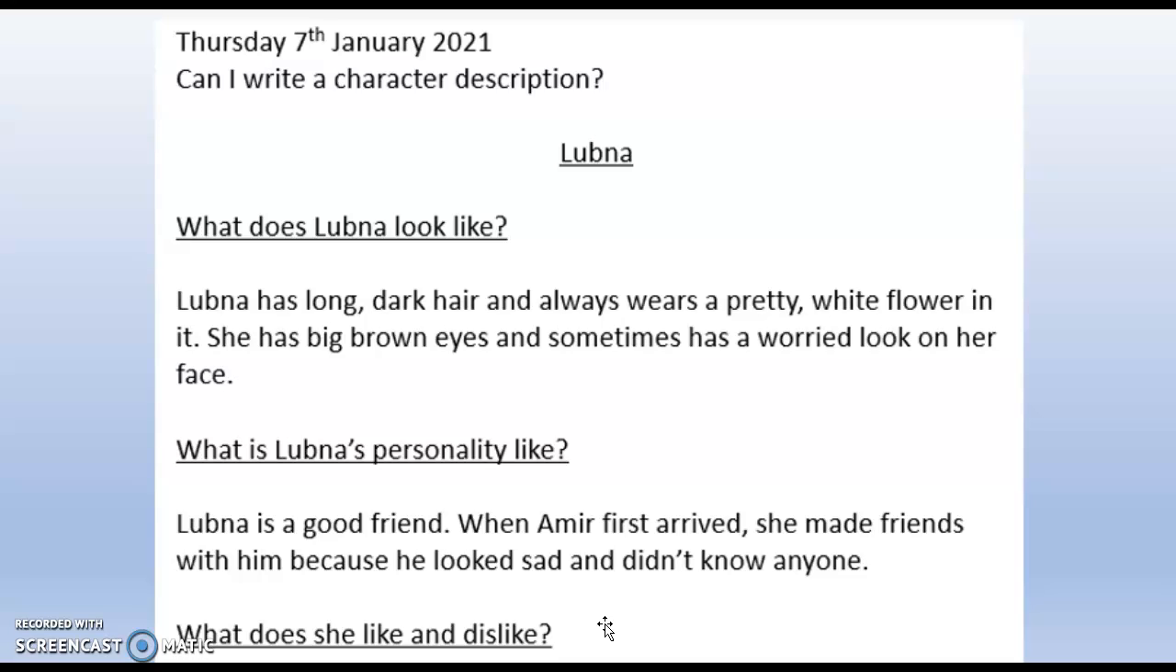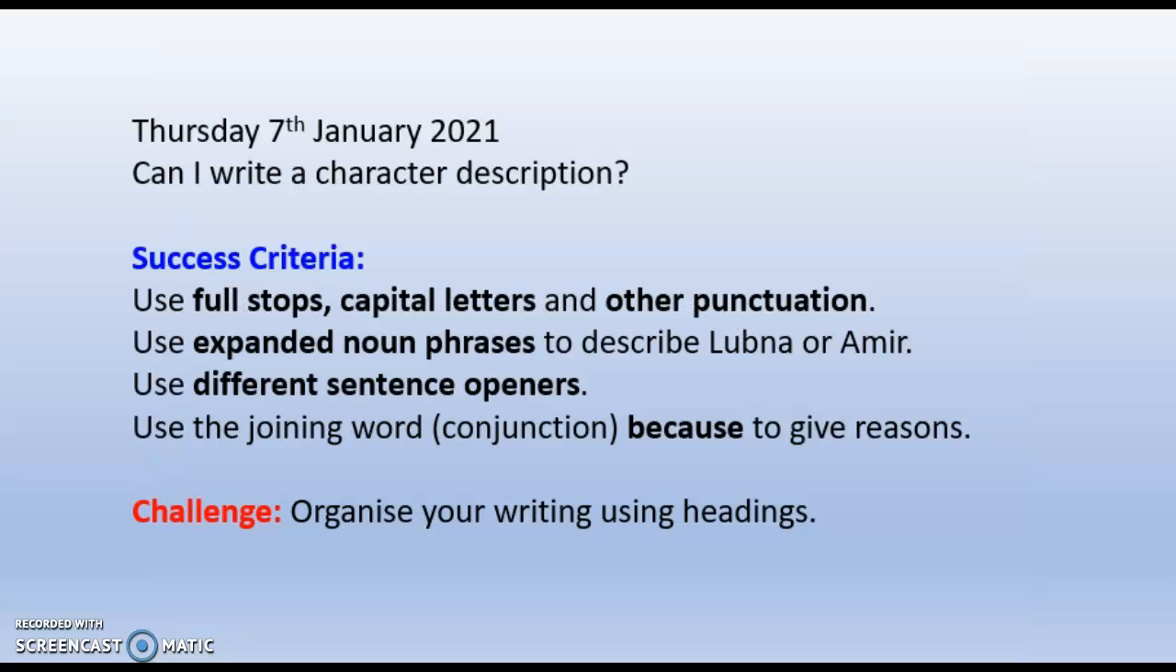So here again, I would write in full sentences about the things that Lubna likes and dislikes, and you will know this from reading the book. At the end of your character description, you can also say whether you would like to be friends with her or him, whoever you choose, and don't forget to give a reason, okay? So good luck with your character description. I'll just remind you very quickly of what I'm expecting.